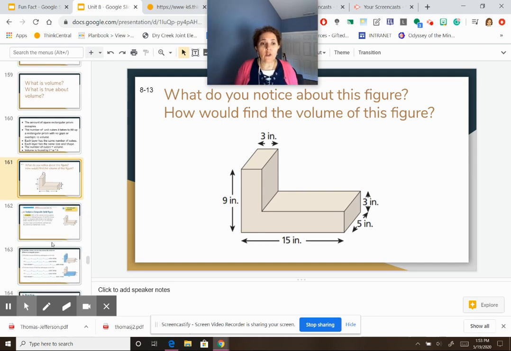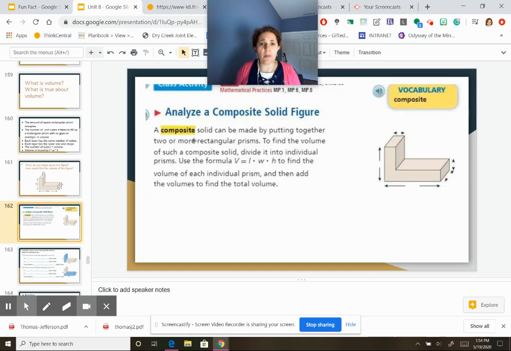So this type of shape, we call it a composite shape because it's made up of 2 different shapes. So a composite solid can be made by putting together 2 or more rectangular prisms. So 2 or more rectangular prisms, 1, 2, or 1, 2.